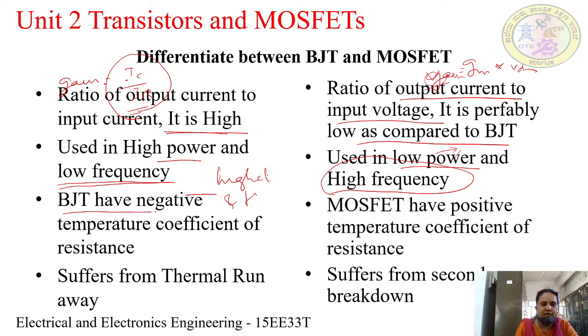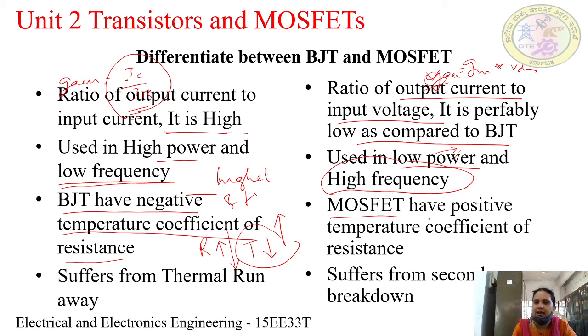The BJTs have a negative temperature coefficient of resistance. It means that for lower values of temperature the resistance will be high, and as temperature goes on increasing, the resistance goes on decreasing. This is called the negative temperature coefficient of resistance. If we talk of the MOS devices, they have a positive temperature coefficient of resistance. It means that as temperature increases, the resistance of the MOS devices increases. That is the meaning of positive temperature coefficient of resistance.